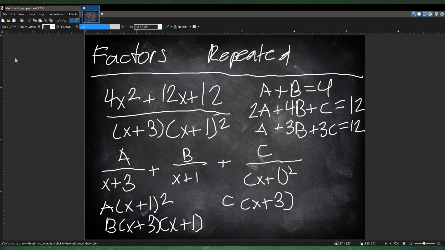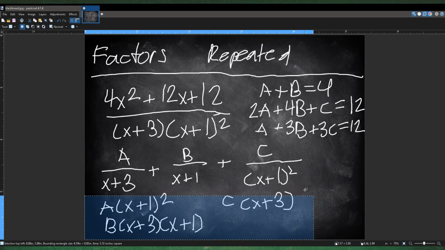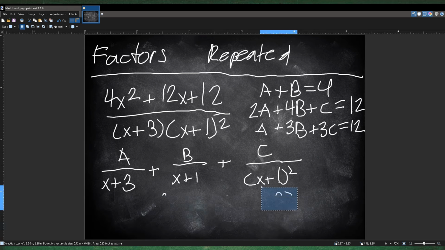So let's erase some of these so I can get some room, because after you get all the system of equations, these become unnecessary right here. So what you want to do now is solve the system of equations. Let's actually cancel out the a first.